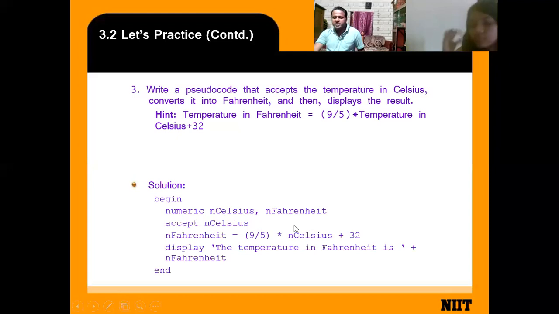Numeric Celsius and Fahrenheit. Accept Celsius. Fahrenheit equals 9 by 5 into Celsius plus 32. So first we accept the temperature in Celsius. Suppose Celsius is 35. Now how do you convert? 9 by 5 into 35 plus 32. So write it.